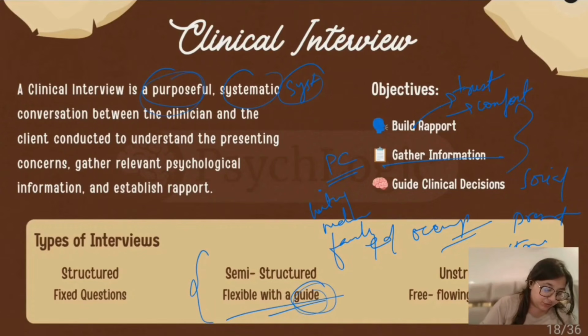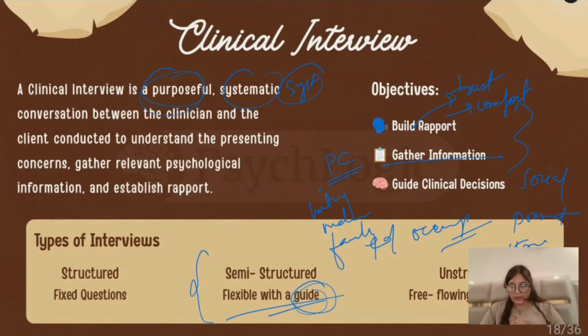Moving on to semi-structured, you need to have a guide first of all. What do you mean by a guide? Okay, you have a structure, but you also have flexibility. You have a prompt, but the client is free to go on about that prompt, things like that.